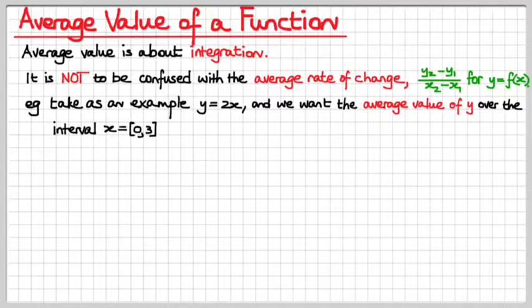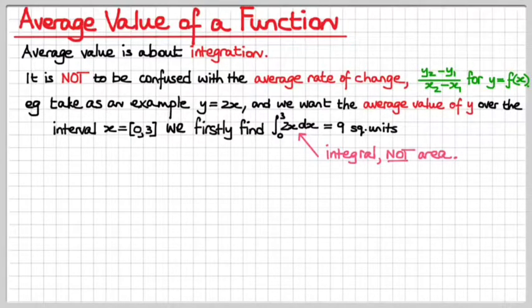So take as an example y equals 2x, and we want to find the average value of y over the interval x going from 0 to 3 inclusive. The first thing we do is find the actual integral of that function from 0 to 3, and if we do that we get 9 square units. You notice I'm saying integral, not area. It's actually an integral, a signed area.